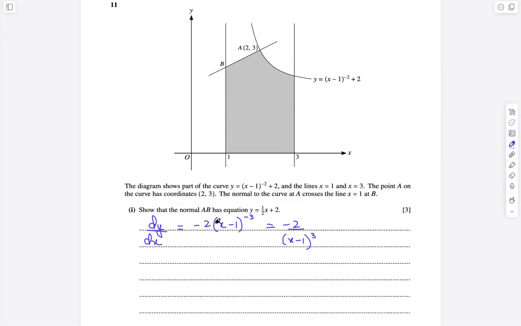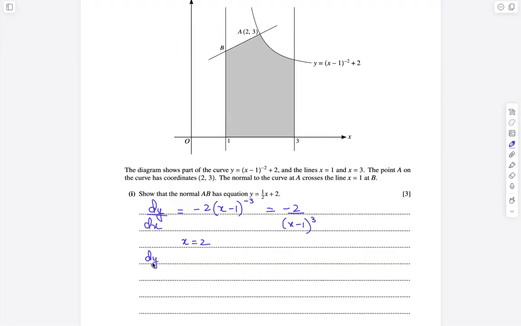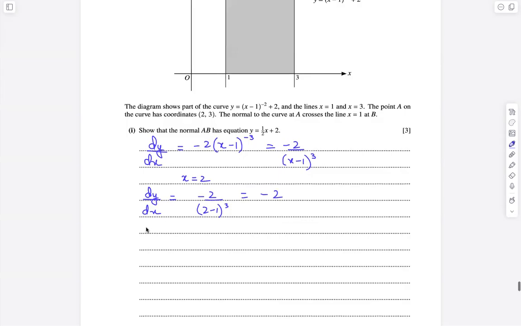At point A, the x value is 2. So when x is equal to 2, dy/dx will be minus 2 upon (2 minus 1) whole cube. So 2 minus 1 is 1, and minus 2 divided by 1 will be minus 2. Now this dy/dx represents the gradient of the tangent, so that is minus 2. If the gradient of the tangent is minus 2, it means that the gradient of the normal will be the negative reciprocal, which will be positive 1 upon 2.